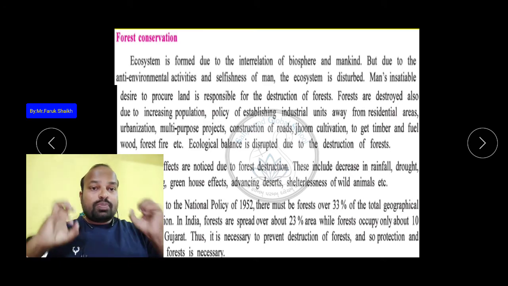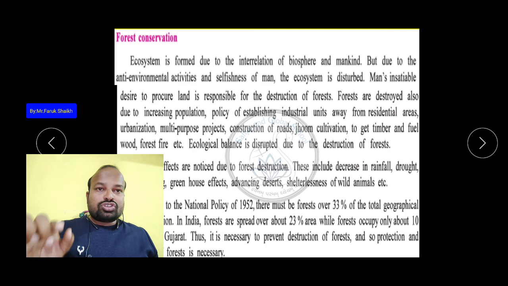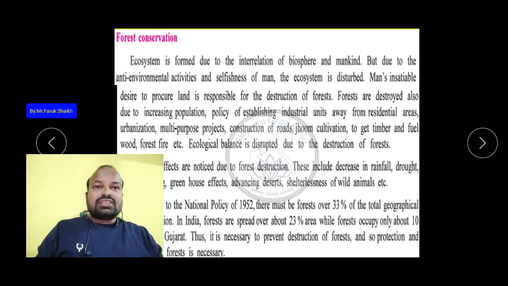तो वो ज़मीन को पाने के लिए वो झाड़ पेड़ को काट रहे हैं. Okay, so the destruction of the forest is also due to man's desire to procure land. And forests are also destroyed due to the increasing population.